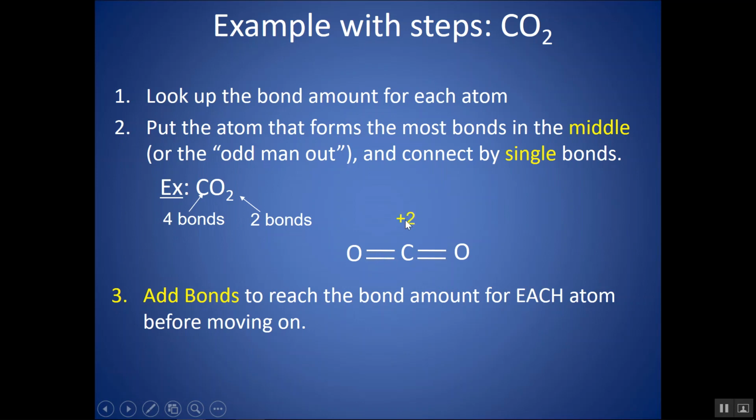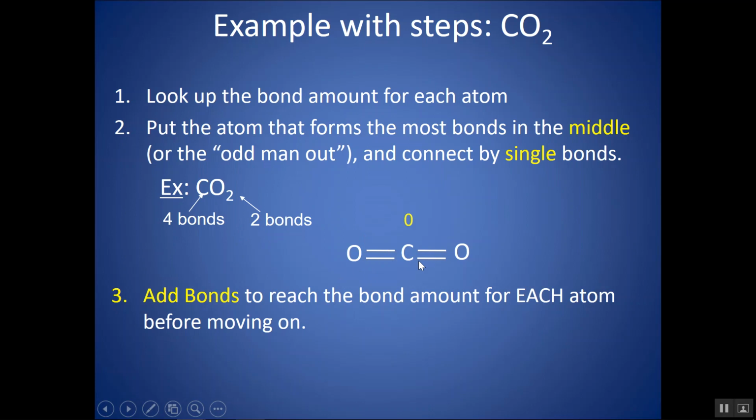So if I add more bonds here, right, like right now carbon only owns 1, 2. But I need to add more, and now I've brought down what we would call formal charge of carbon to 0. It owns just as many as it should, and I've met these bond amounts. So again, I always have to meet these bond amounts first. Carbon has 4, oxygen has 2, check, let's move on.